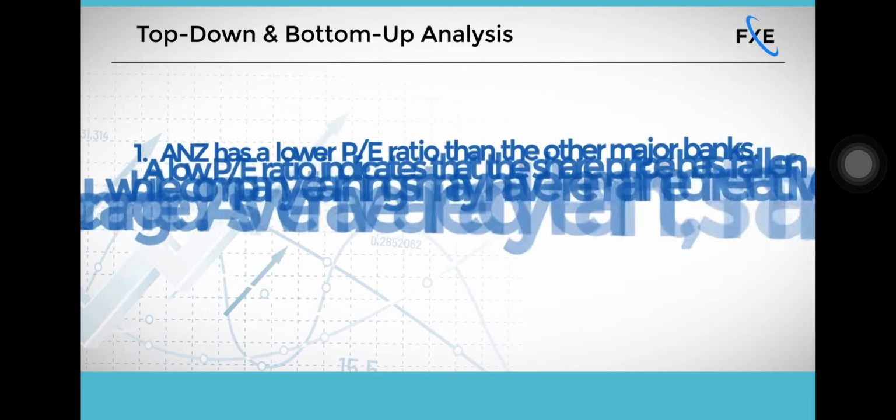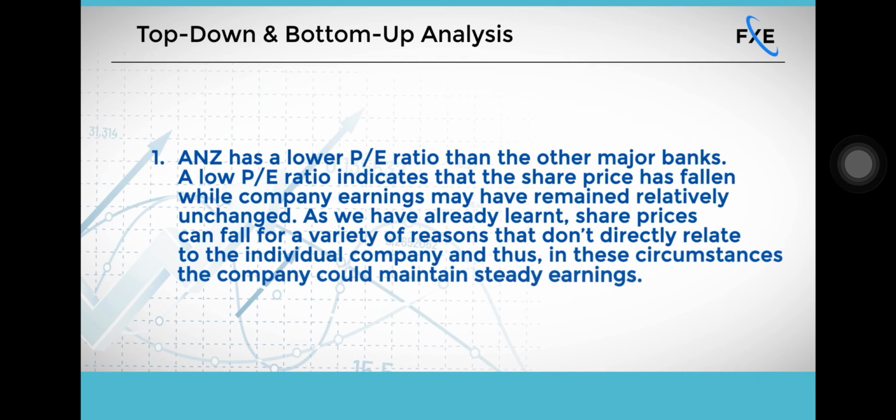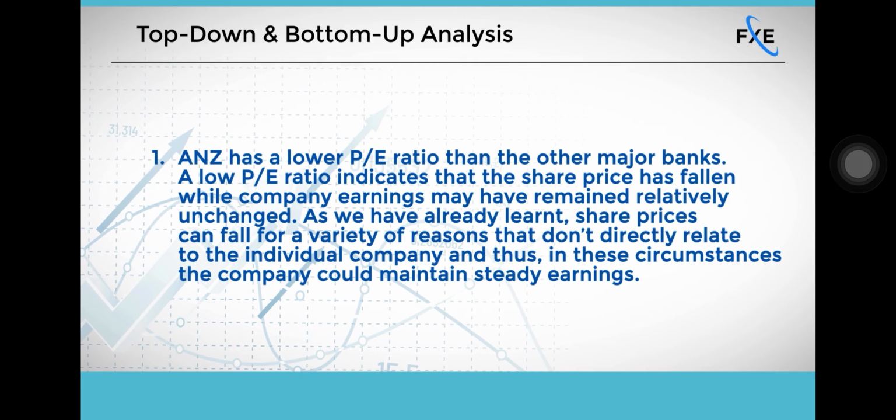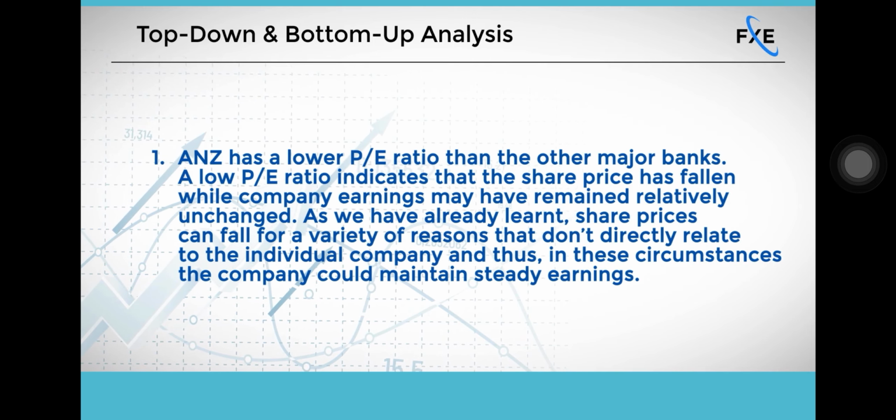ANZ has a lower PE ratio than the other major banks. A low PE ratio indicates that the share price has fallen, while company earnings may have remained relatively unchanged. As we have already learned, share prices can fall for a variety of reasons that don't directly relate to the individual company, and thus, in these circumstances, the company could maintain steady earnings.